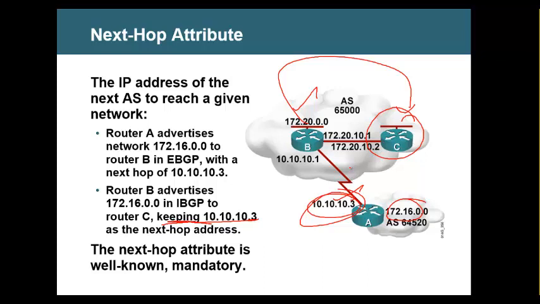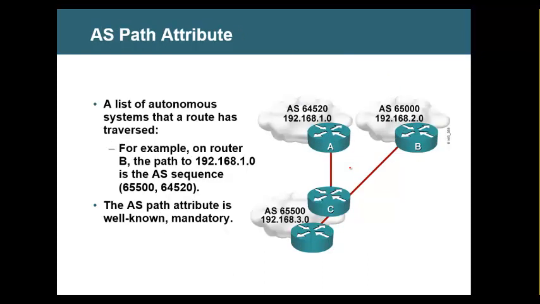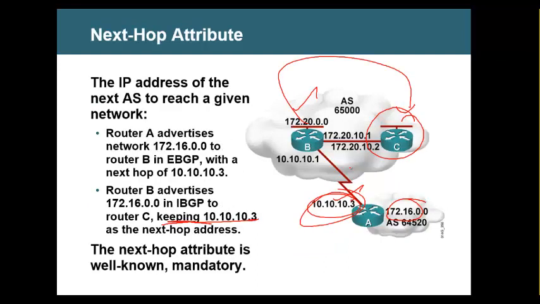To override this problem, we say next hop self on router B. We say neighbor router C, next hop self. Where do we say this? We say this on router B. Again, you see the previous one is a well-known mandatory, AS path attribute is a well-known mandatory, and next hop is also well-known mandatory.